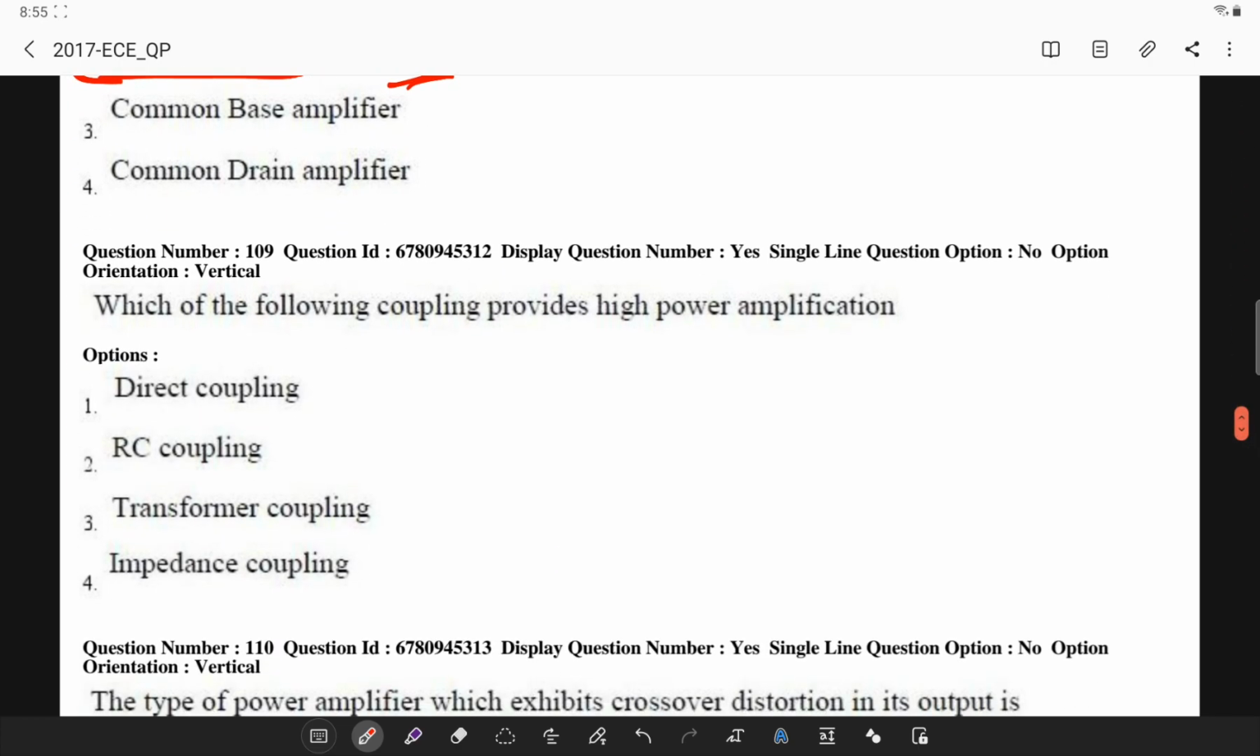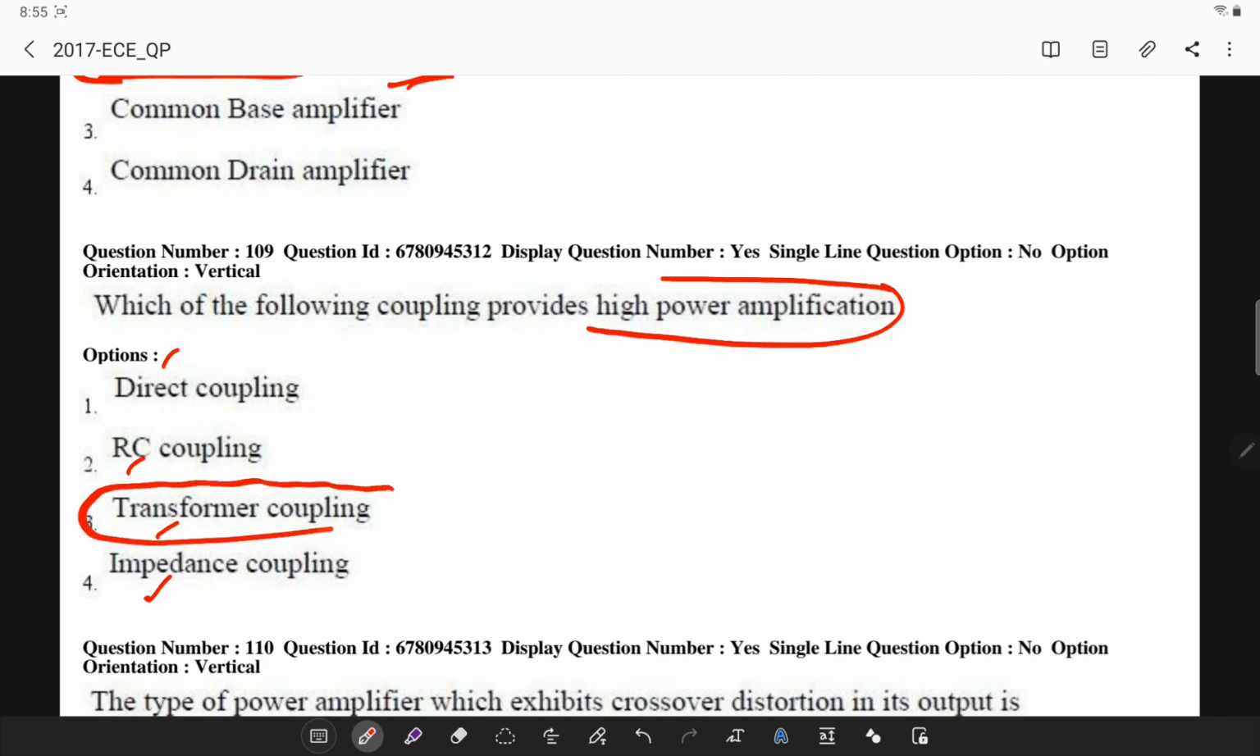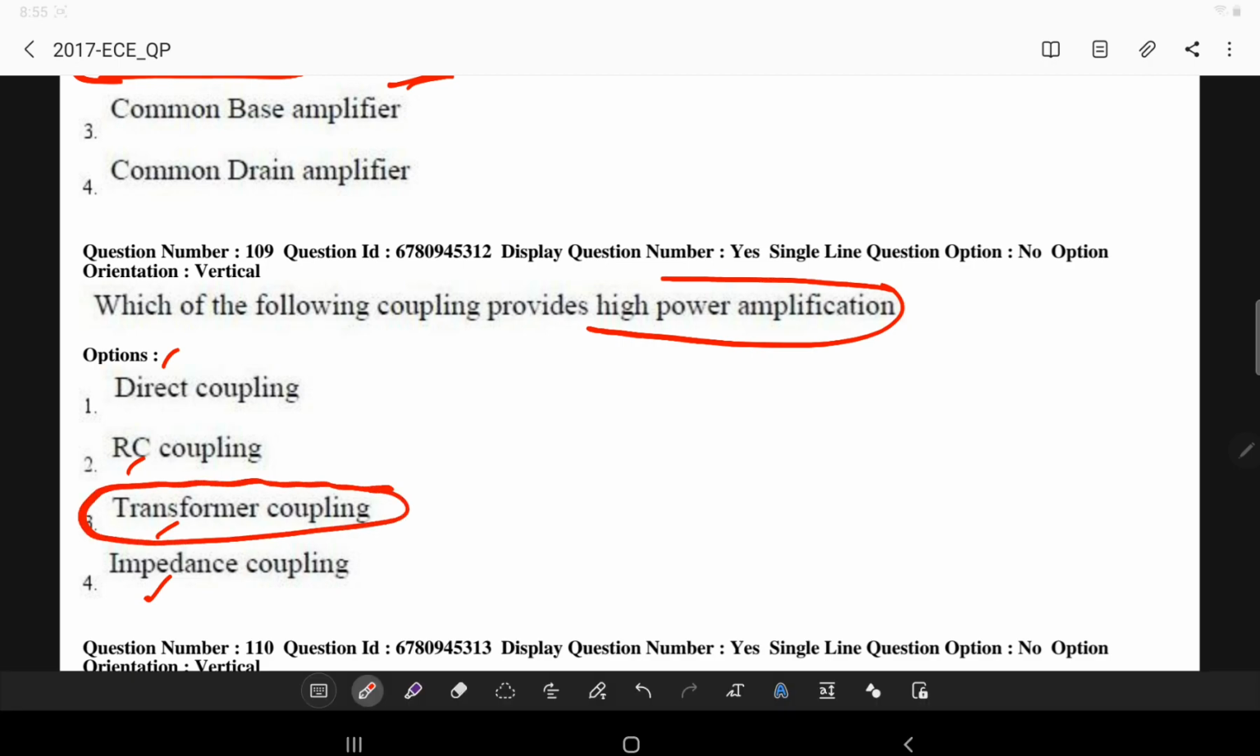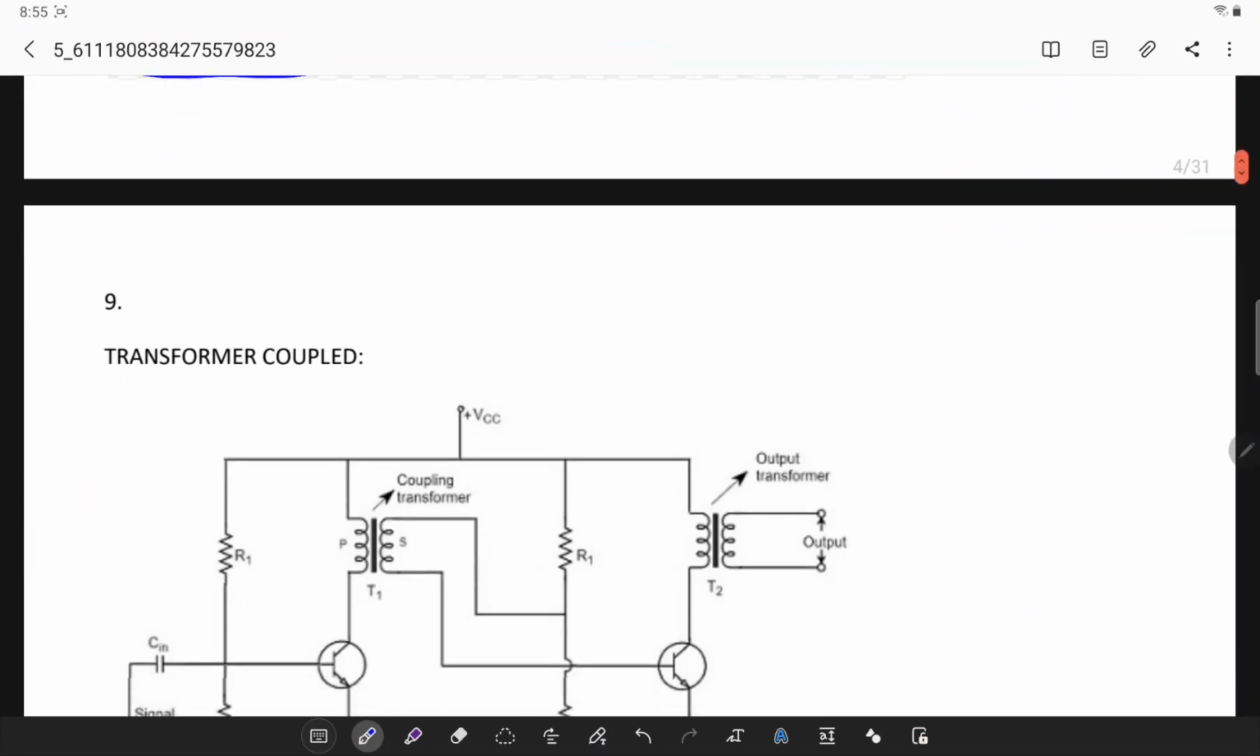Next, which of the following couplings provides high power amplification? The student has to know the benefits of all the different types of couplings, namely direct coupling, RC coupling, transformer coupling and impedance coupling. Among all these, the highest power amplification happens in transformer coupling. I will show you the circuit diagram to see why the value is very high.